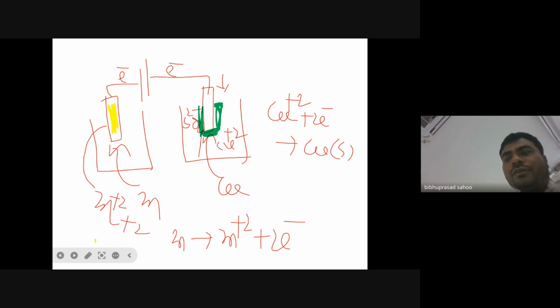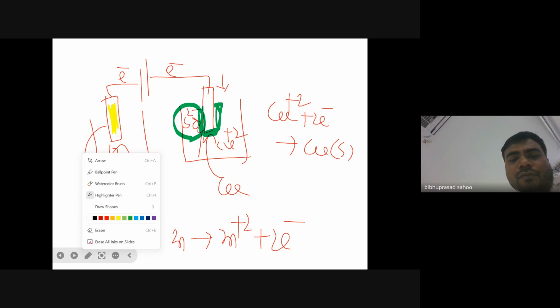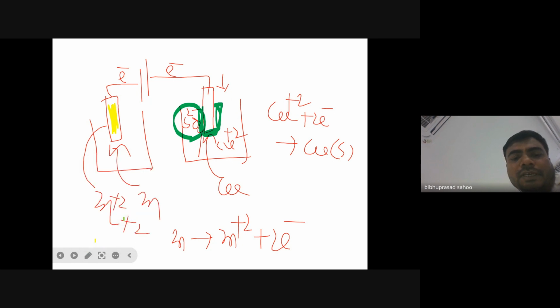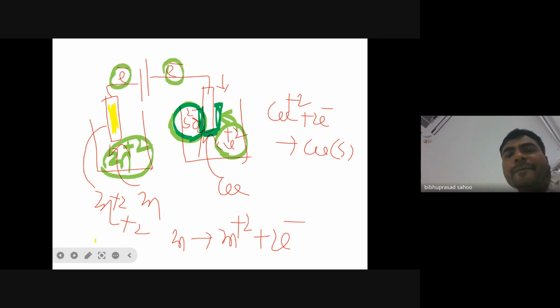So student, what will be left in the copper half? Sulfate. And in the zinc half, what will be left? Zn2 plus. This half will be full of Zn2 plus. This half will be full of sulfate 2 minus. So the sulfate 2 minus will be more, because all the copper 2 plus deposited over here, and here Zn2 plus are more because all the electrons are moving away.